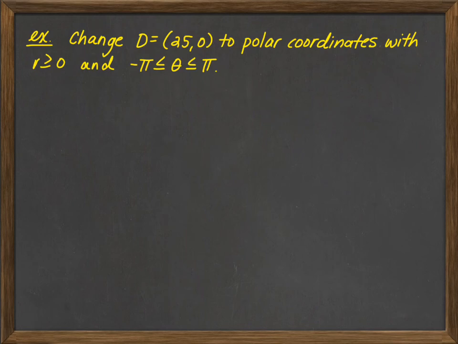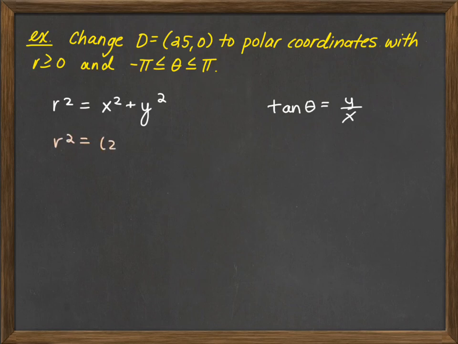Now for our last example, we once again want to change this rectangular coordinate to a polar coordinate. So we start out with our relationships that we need to relate x and y to r. We have that r squared equals x squared plus y squared. And to relate x and y to theta, we have that the tangent of theta equals y over x. Now, just substituting what we know, r squared equals 25 squared plus 0 squared. So we get that r squared equals 25 squared. Now, if r squared equals 25 squared, then r is just going to be 25.